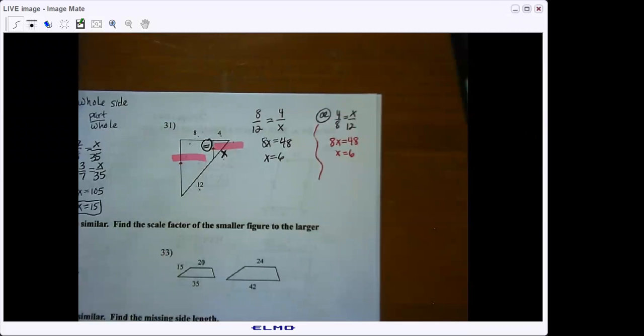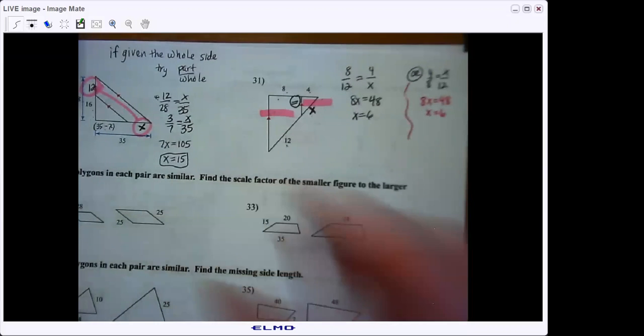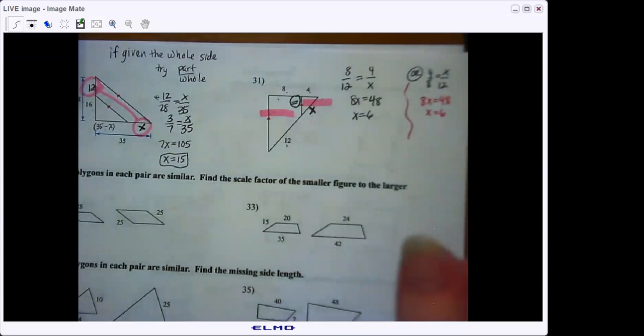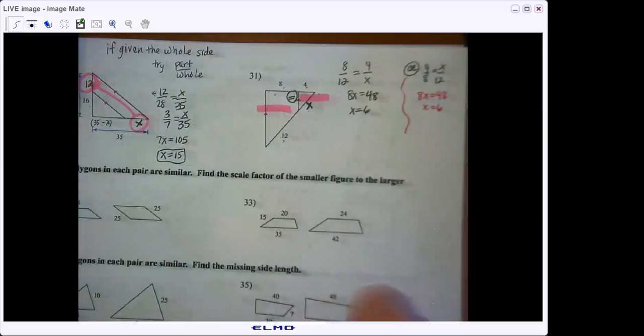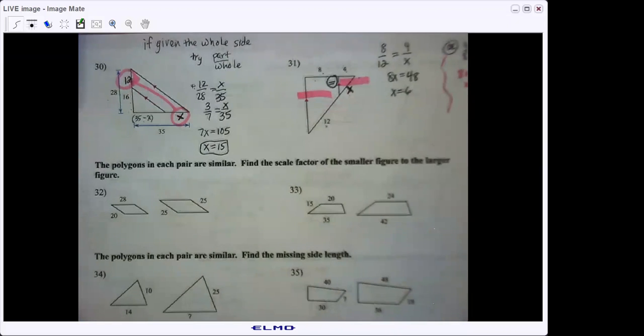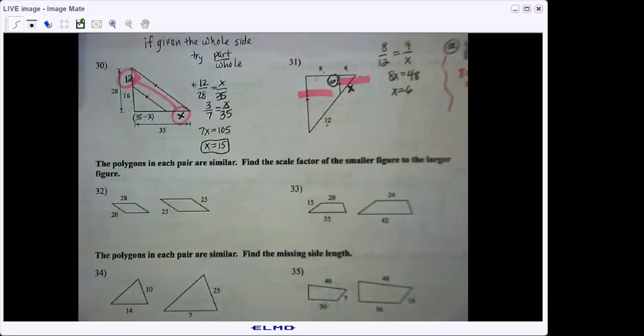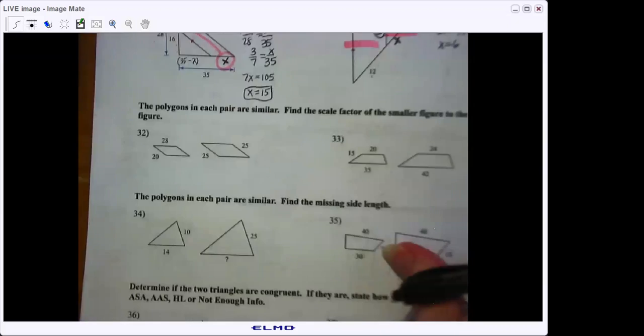Okay. Now we're going to move to scale factor. Now, the next 2 little sections, we didn't include that in a quiz, but it will be on your final. It was the last thing that we talked about, was scale factor and find the missing side.